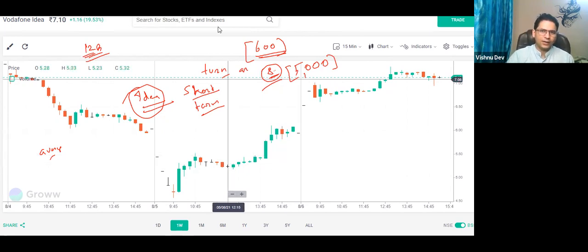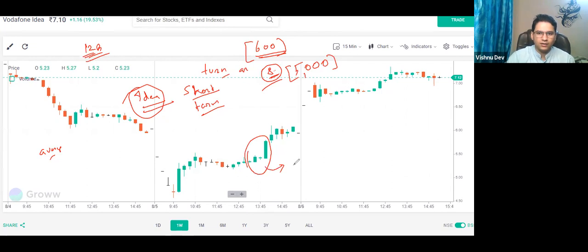Okay, because if you see this candlestick pattern, this is almost like a morning star, right? It doesn't matter if this candle is red or this candle is green. It does not matter. Both are morning star. समझ में आया? Okay, sir.